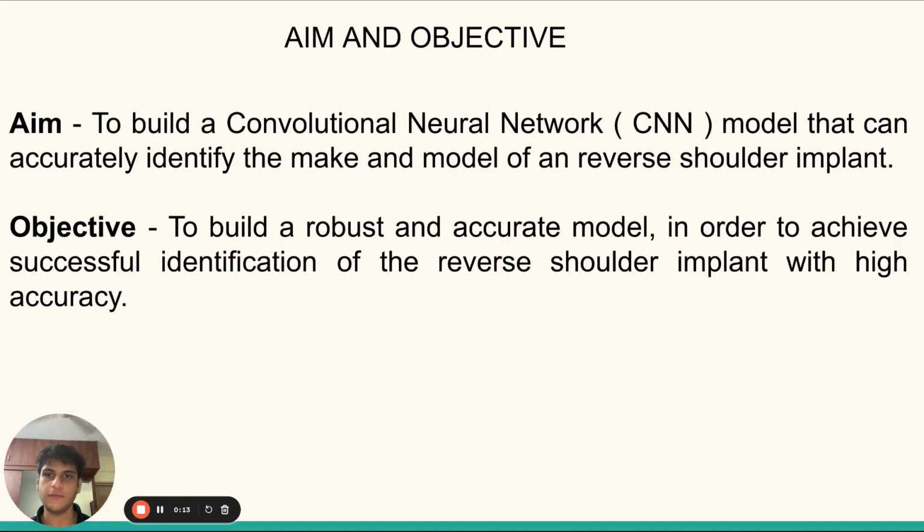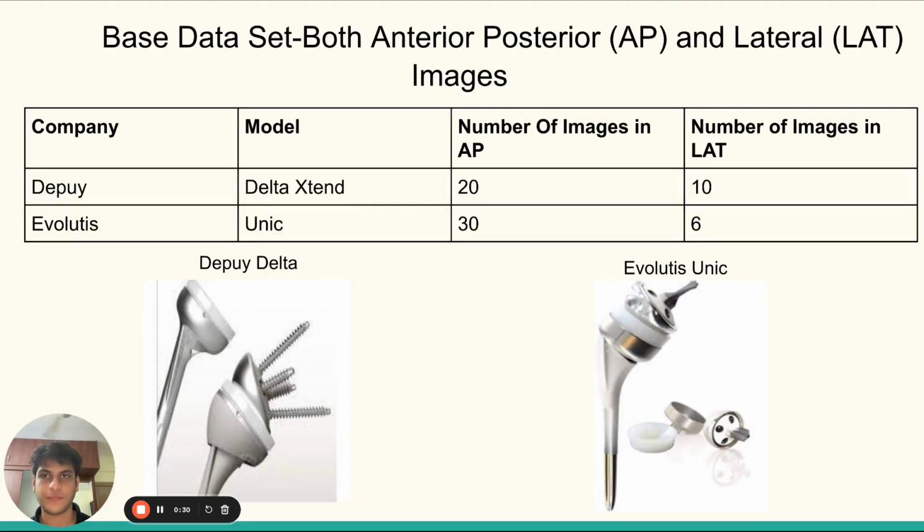Our aim and objective. Our aim is to build a convolutional neural network model that can accurately identify the make and model of a reverse shoulder implant. To this extent, our objective has been to build a robust and accurate model in order to achieve successful identification of the reverse shoulder implant with high accuracy.